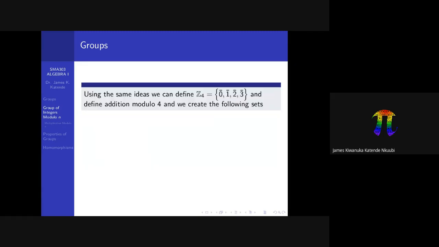Using the same ideas, you can do it for Z4. Z4 will require 4 sets. The first set will be bar 0, which are multiples of 4. And you have bar 1, which are all integers that leave remainder 1 when divided by 4. We keep going like that until we reach bar 3, which is the set of all integers that leave remainder 3 when divided by 4.